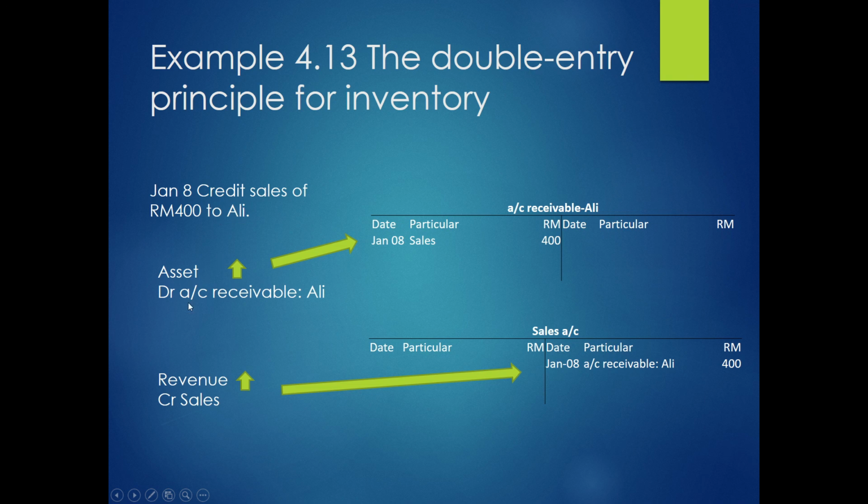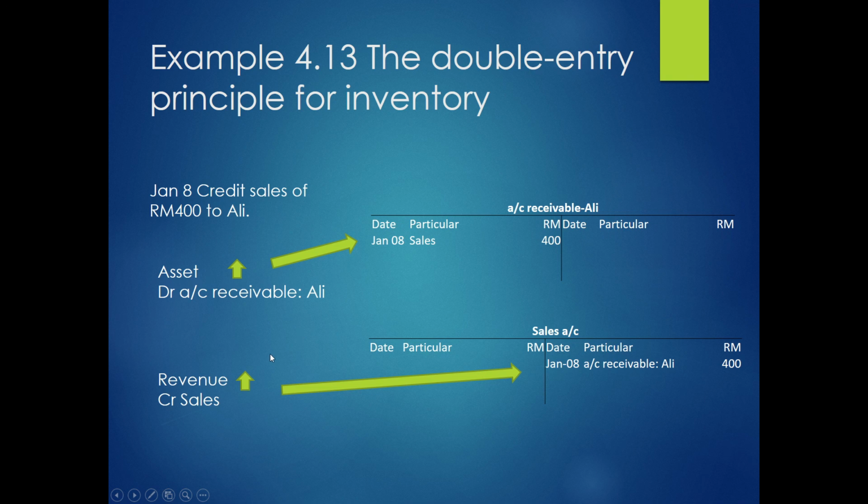Therefore, Ali is becoming the debtor or the account receivable for the business. So asset increase is debit. In account receivable Ali, the entry is made in the debit side, January 8. The particular is sale, which means that the sale was made to Ali by credit amounted to 400 ringgit.